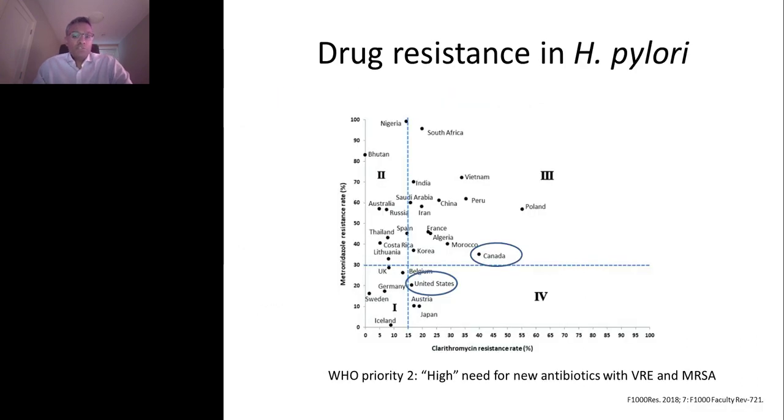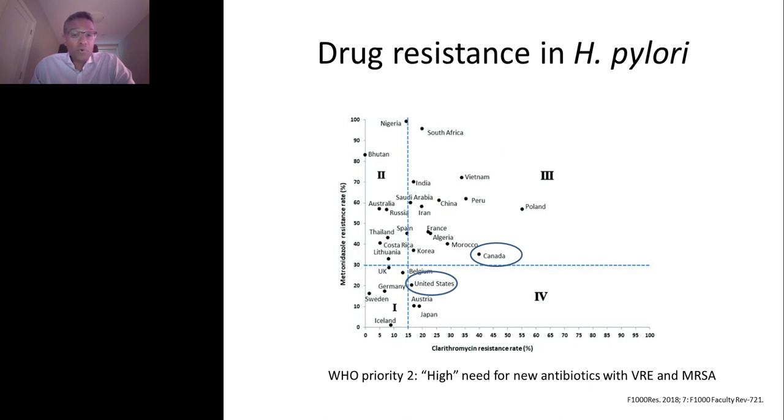An important feature of H. pylori is the fact that it has become drug resistant to the antibiotics that we currently use to treat H. pylori. This slide shows that, for example, in the United States, there is more than 15% resistance to clarithromycin for first-line treatment for H. pylori. And in the case of Canada, you can see that over 40% of isolates that have been tested are resistant to clarithromycin, and over 30% on the y-axis are resistant to metronidazole.